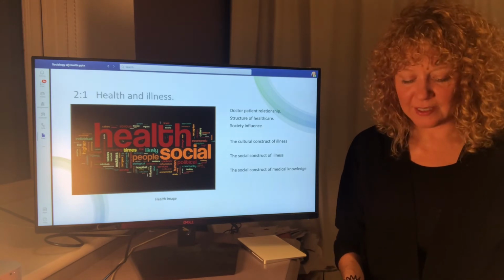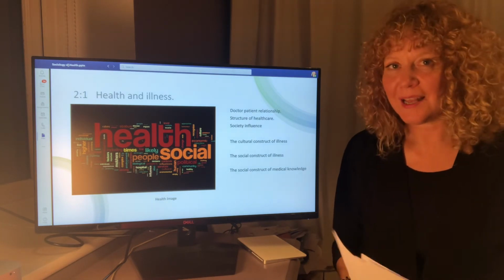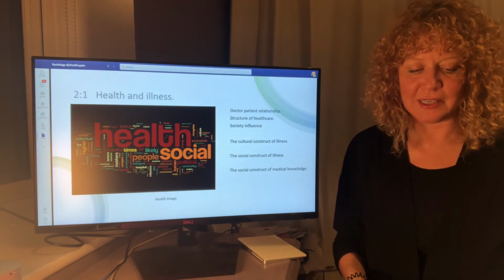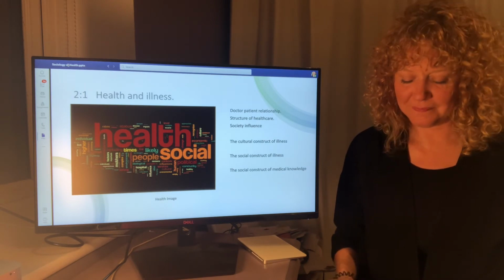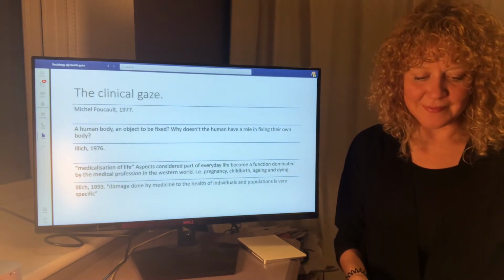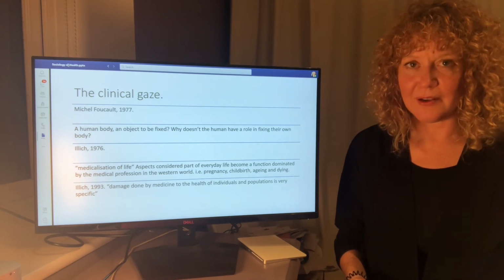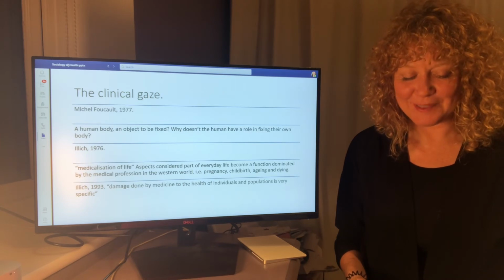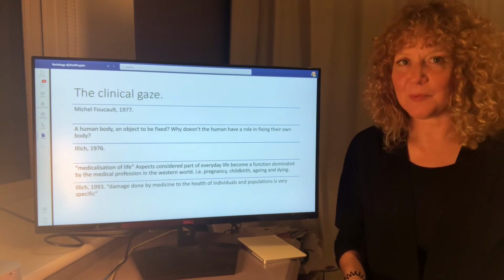The social construct of illness: how each individual experiences their illness, i.e. how they respond to and manage their illness. The social construct of medical knowledge: illness and medical knowledge are developed by stakeholders and those with vested interests in medical companies. Michel Foucault in 1977 said that knowledge was power. Further, that the medical knowledge of doctors gave them power over their patients, which he termed the clinical gaze. Seeing the human body as a treatable object with little regard for the person.